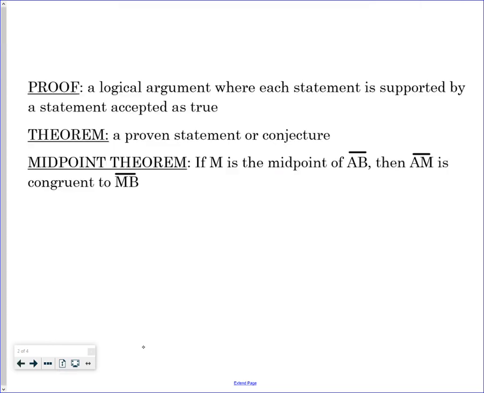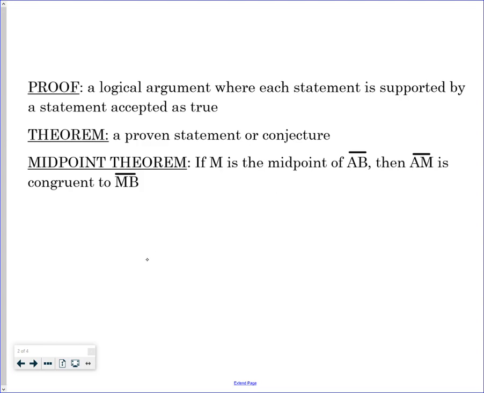All right? A proof is a logical argument where each statement is supported by a statement accepted as true, which is what we did yesterday, right? So we had our statements on the left, and then we had a reason we were allowed to say it on the right, okay? A theorem is a proven statement or conjecture. So for example, the other day I told you guys the Pythagorean theorem, right? That's something we use all the time because it's already been proven. I don't have to prove it again. I can just use it over and over again, okay?